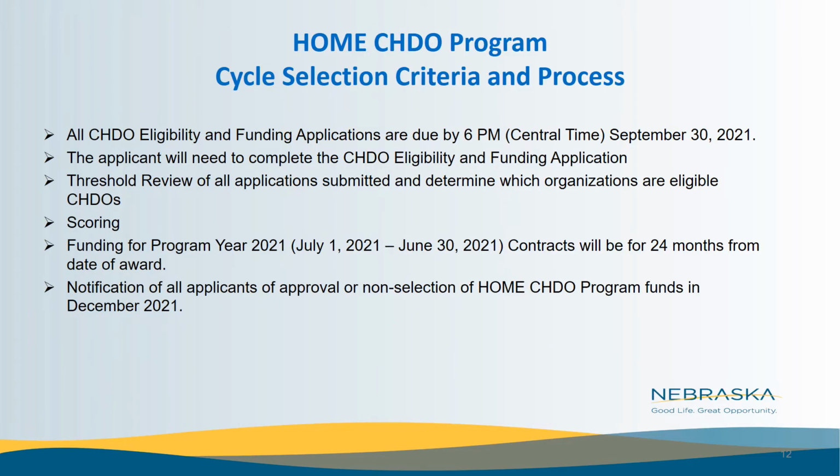Now we're going to review the home total program cycle selection criteria and process. Up to this point, we've already discussed that the applicant will need to complete the total eligibility and funding application within the AmpliFund system. The deadline is September 30th by 6 p.m. Central Time. After that point, DED will conduct a threshold review of all the applications that have been submitted.